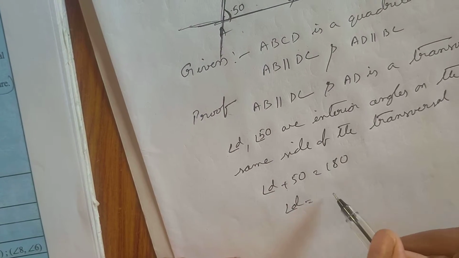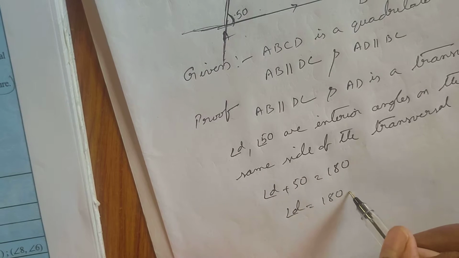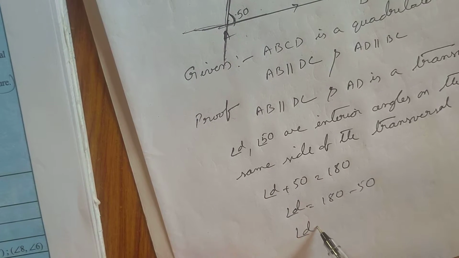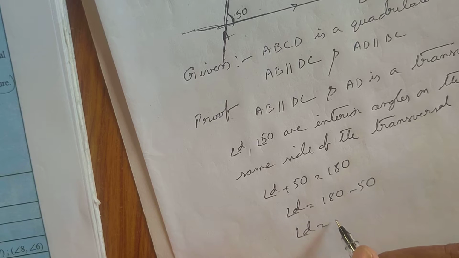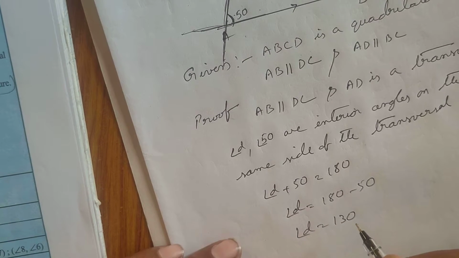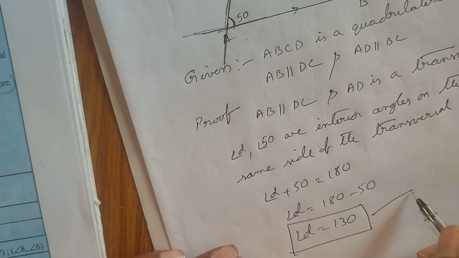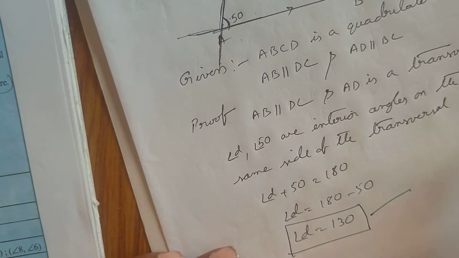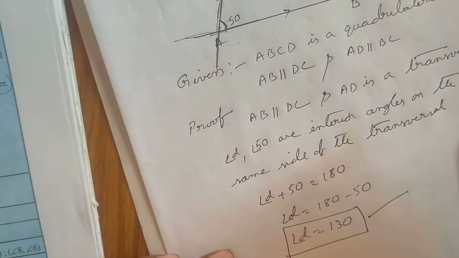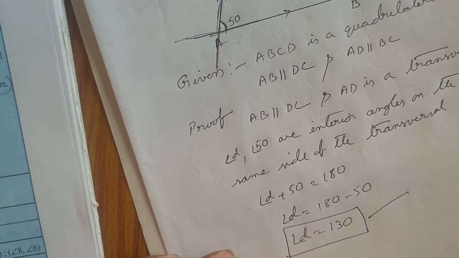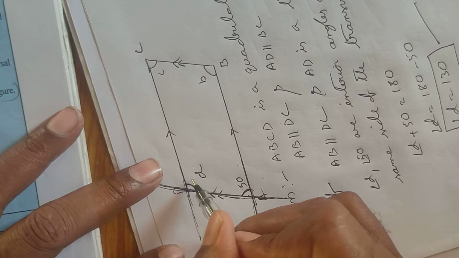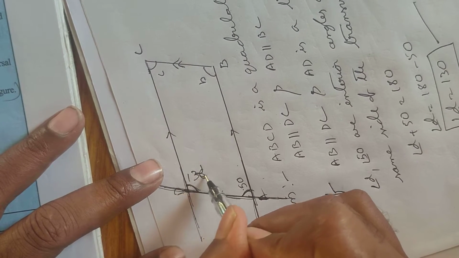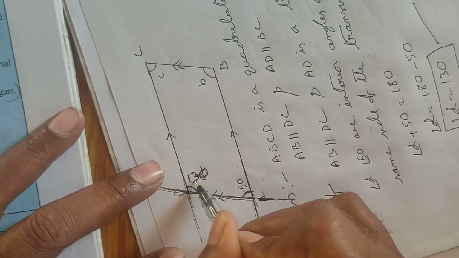So angle D, if you make it the subject, 180, plus 50 will go to the other side and become minus 50. So angle D is equal to 180 minus 50, which gives 130. So angle D we got as 130 degrees. Did you understand this or not? Same like this, the remaining will come. Keep it like this. So this is 130, I am replacing angle D with 130 degrees. Okay.